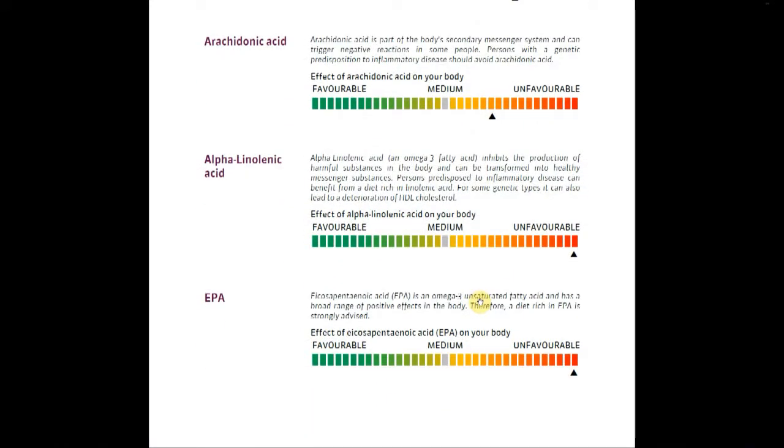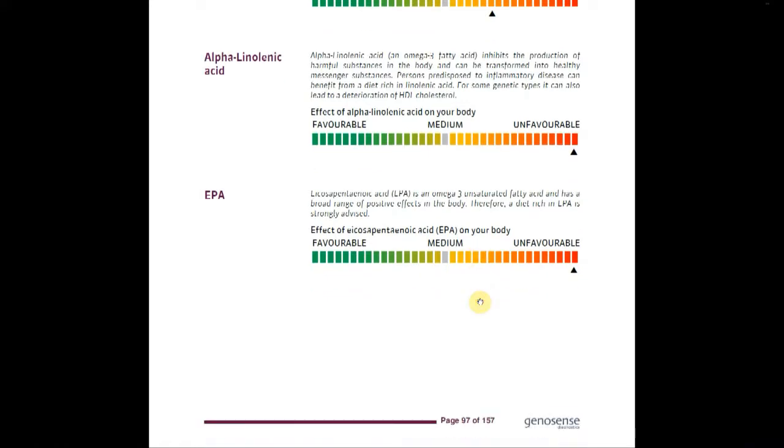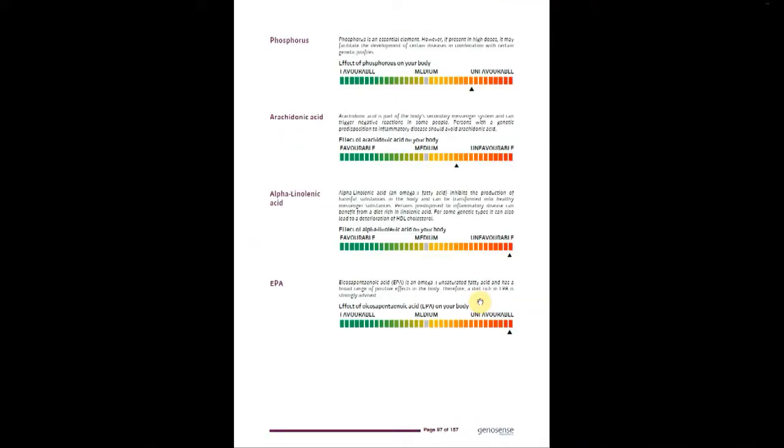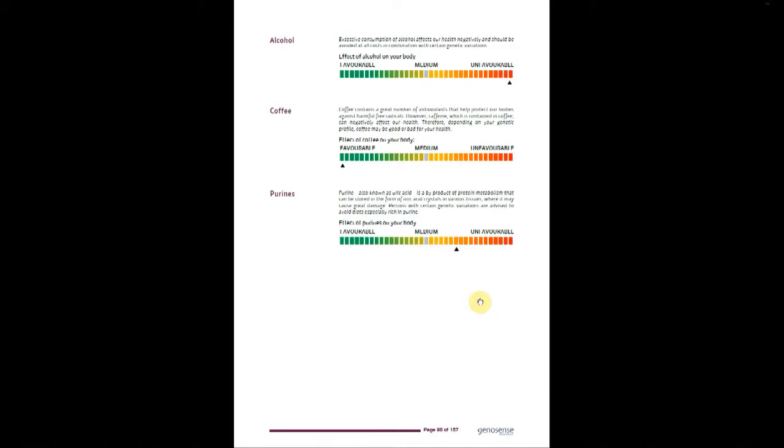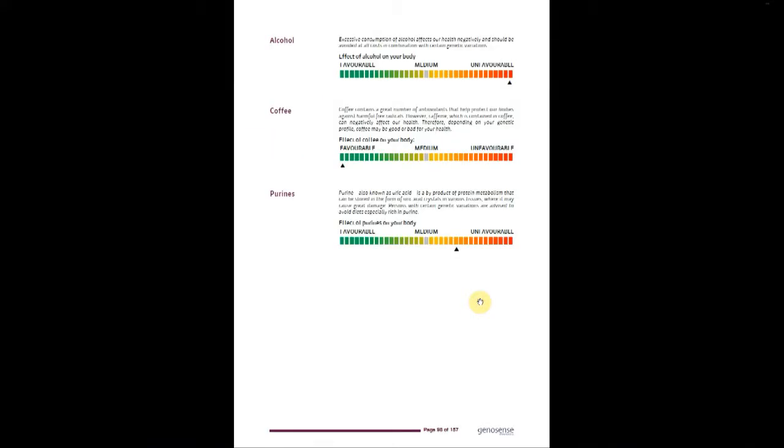Alpha-linolenic acid and EPA, they are omega-3 fatty acids. They are for some people favorable, for some medium, and for some unfavorable. So it's unfavorable in this case. And alcohol is very unfavorable. Coffee, favorable in this case. It can have a protective effect as well. It has a lot of antioxidants, so for some people it's good. And purines again is moderately unfavorable. Now this is just some background information. These are the typical substances in food that are bad for you. Very bad for some, moderately bad for others, and some of them are good for you.